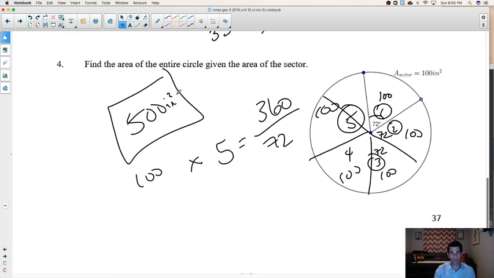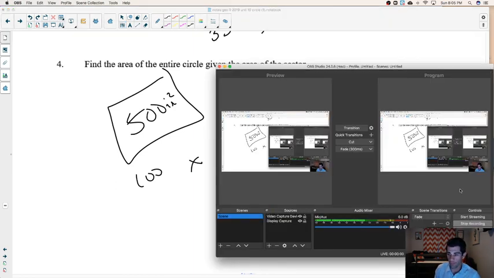It's 500 inches square. All right, so that covers everything we need to know about radians, a little bit in there, and then kind of reviewing some other stuff that we did earlier with areas of sectors and lengths of sectors. All right, have a great night, everybody.